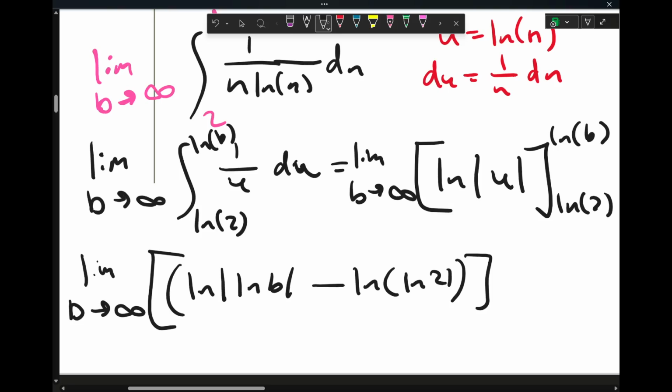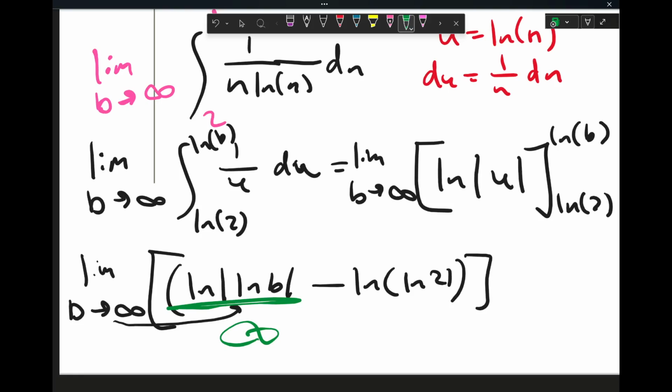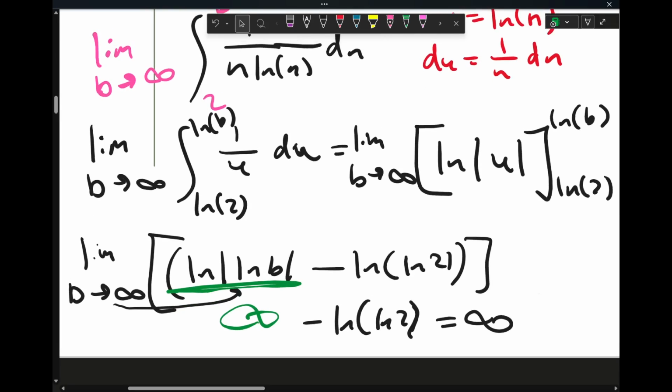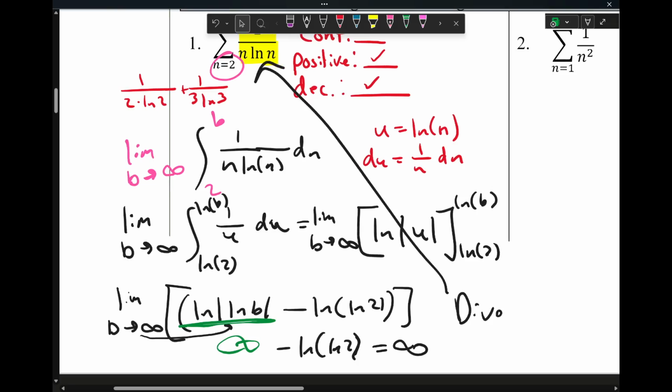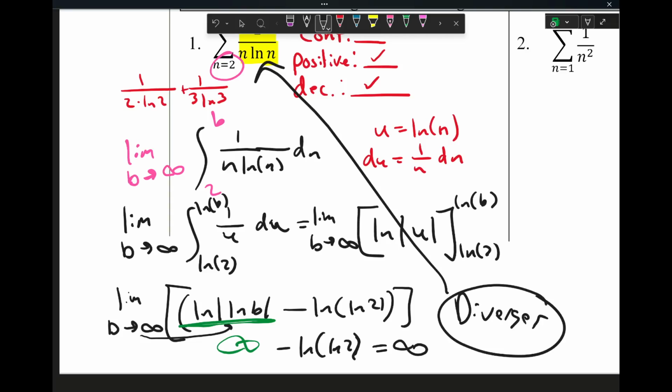Okay, and then when I try to plug in infinity for b, what does all of this go to? Infinity. Okay, and then this is just a number. So infinity minus a number still goes to infinity. So what we just did is we figured out that this integral diverges, therefore the original series diverges. I know the integral diverges because it went to infinity or negative infinity.